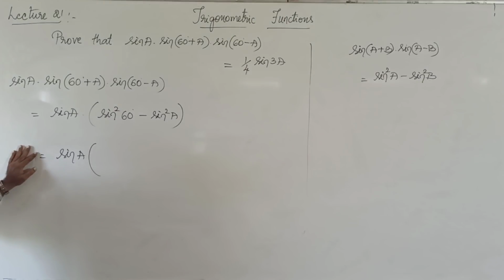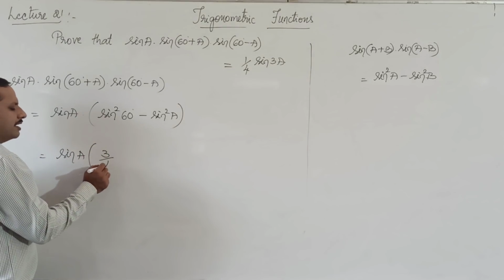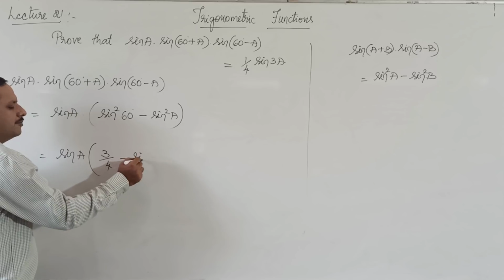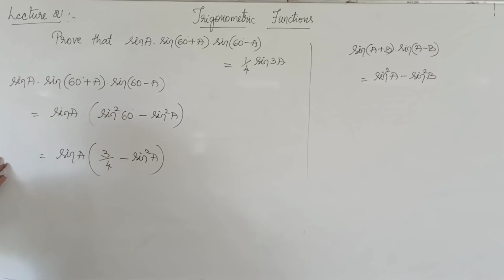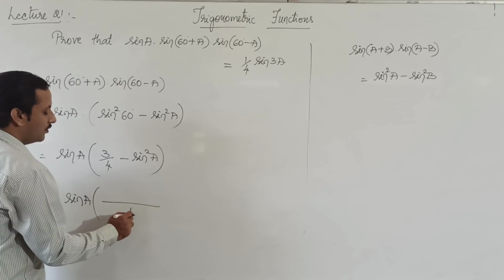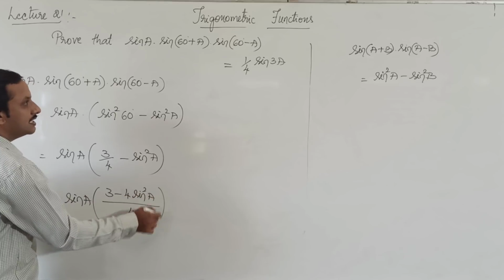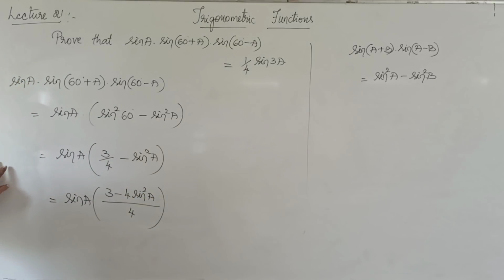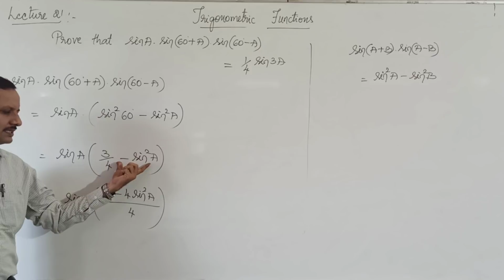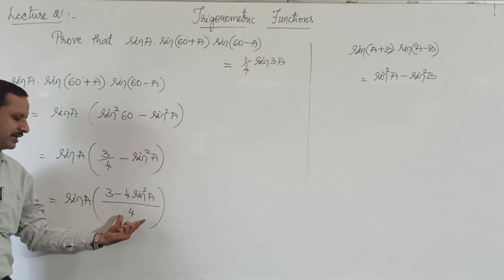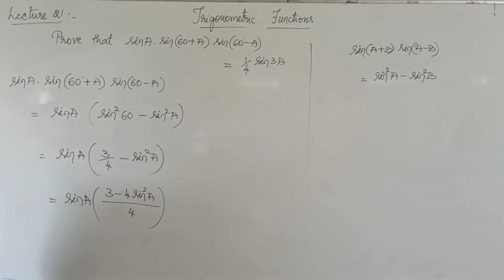What is the value of sin 60 degree? Sin 60 degree is equal to root 3 by 2. So root 3 by 2 whole square, that is 3 by 4, minus sin square A. That's equal to sin A into, take LCM, 4 is the LCM. This will become 3 minus 4 sin square A divided by 4. Take the sin A inside.